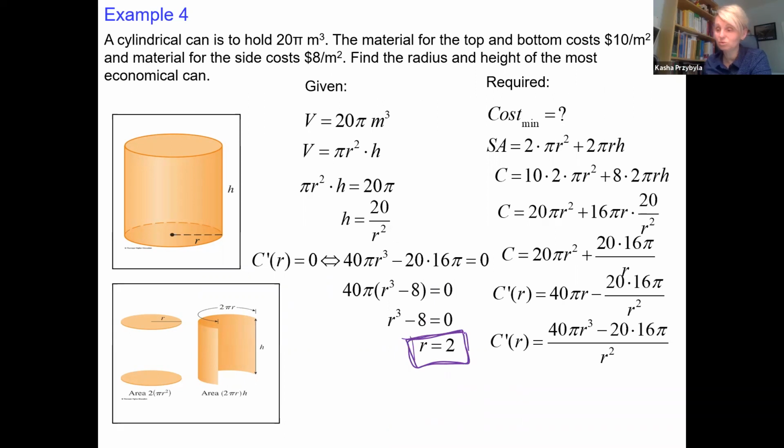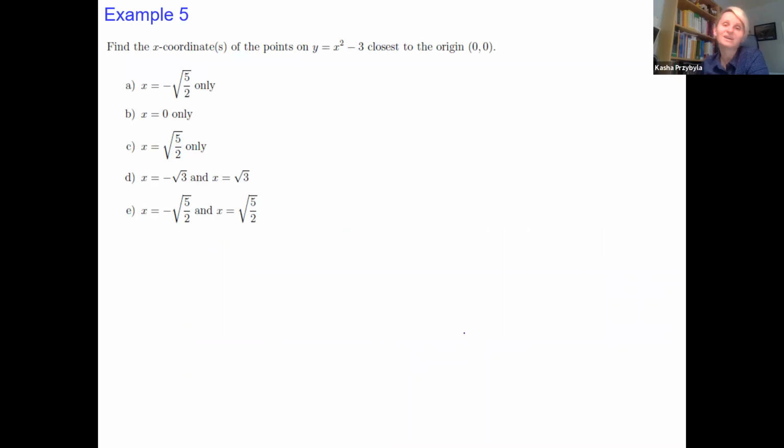But let me do, oh, that's nice, multiple choice. Let's try to do this. Find the x coordinate or coordinates of the point or points on the parabola y equals x squared minus 3 that is closest to the origin. That means on the parabola, we have to find the point that is closest to 0, 0.